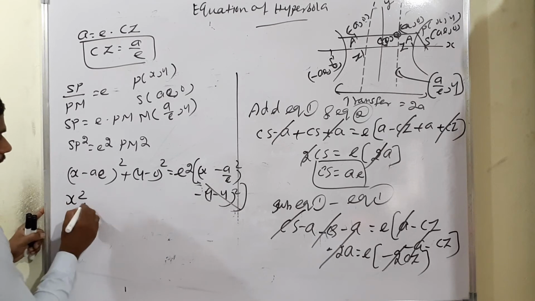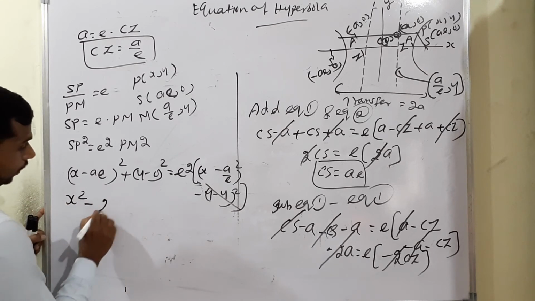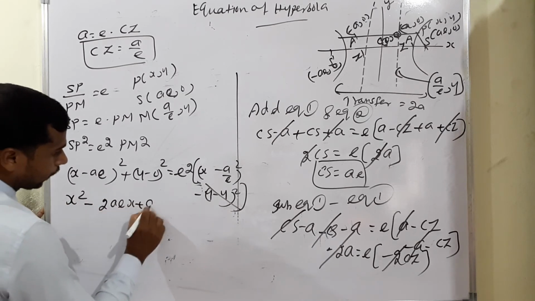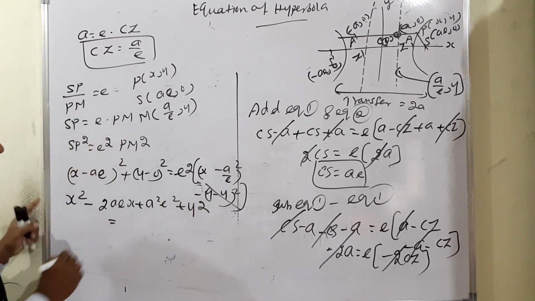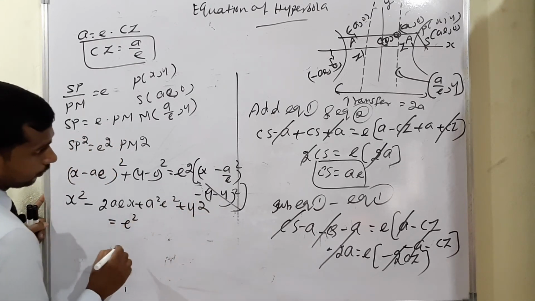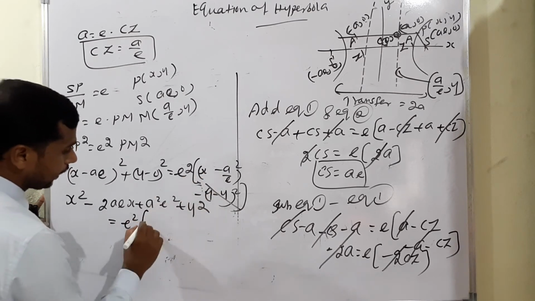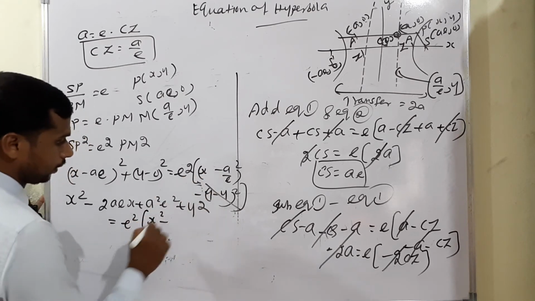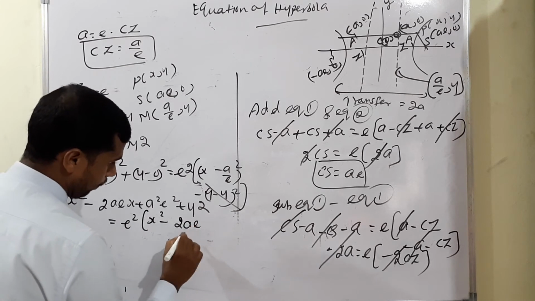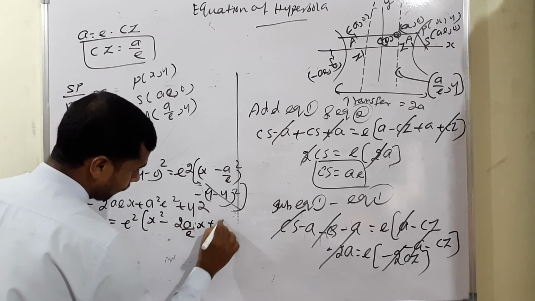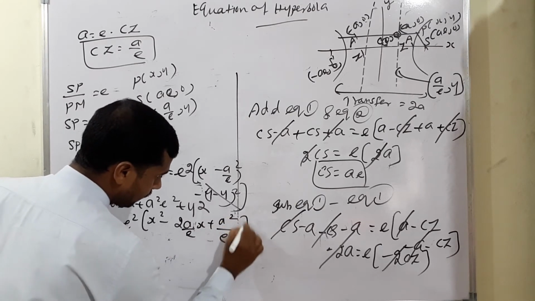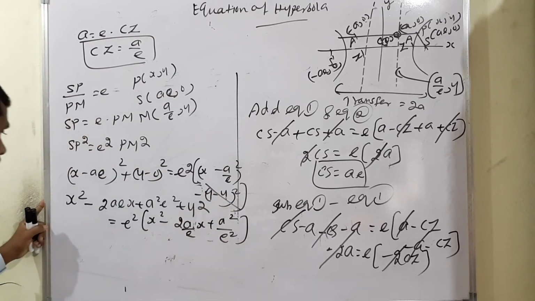So we can write it x square minus 2aex plus a square e square plus y square is equal to e square, as it is inside again x square minus 2a by e into x plus a square divided by e square. Second term y minus y, we can cancel it.